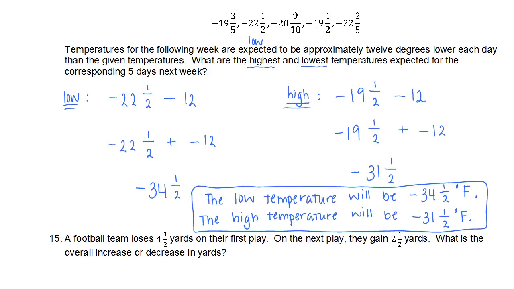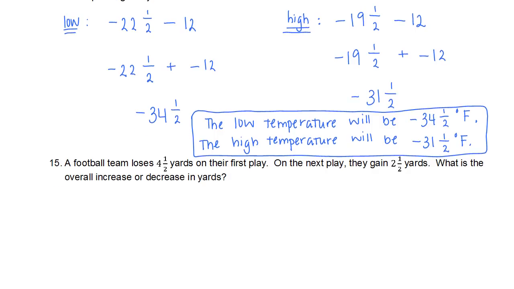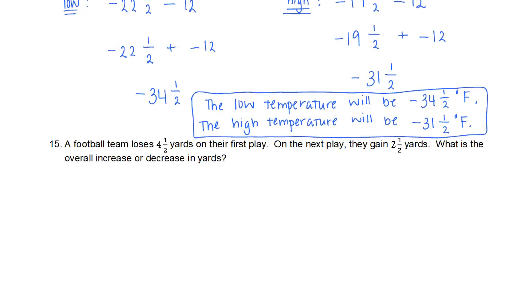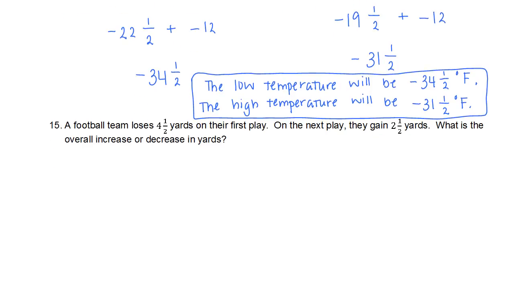And we have made it to the last problem, number 15. A football team loses 4.5 yards on their first play. On the next play, they gain 2.5 yards. What is the overall increase or decrease in yards? So because they lost 4.5 yards, I'm going to represent that with a -4.5. And then because they gained 2.5 yards, I'm going to add a +2.5.